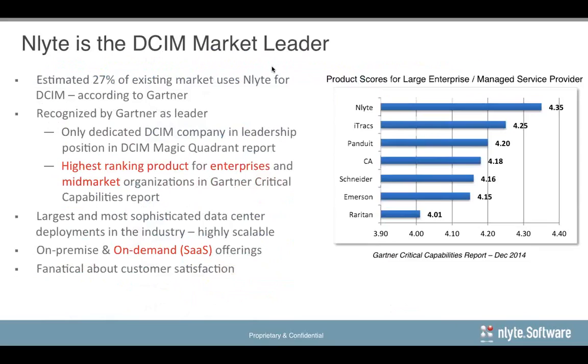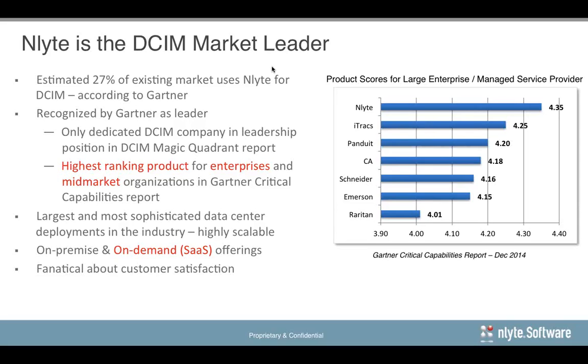And Enlight is the market leader. The most recent Magic Quadrant came out less than a month ago. The latest DCIM Gartner Magic Quadrant came out last month, and we're one of 3 leading companies in the leadership quadrant. We're the only dedicated software company. The other 2 are hardware vendors. But we estimate, based on figures we've seen from Gartner, that of those companies that are using DCIM to manage their data centers, we have about a quarter of the market worldwide.